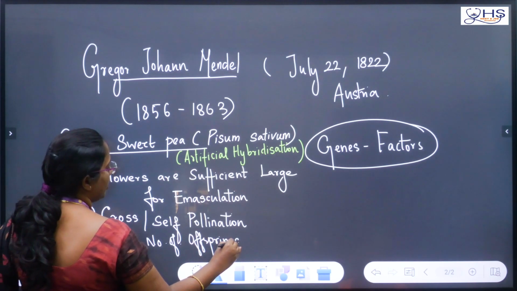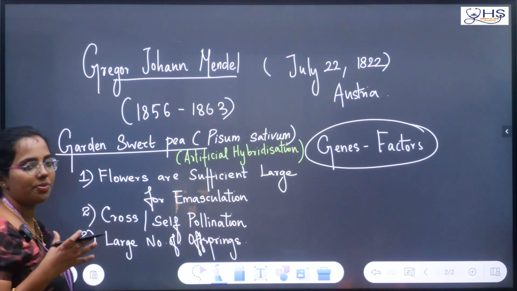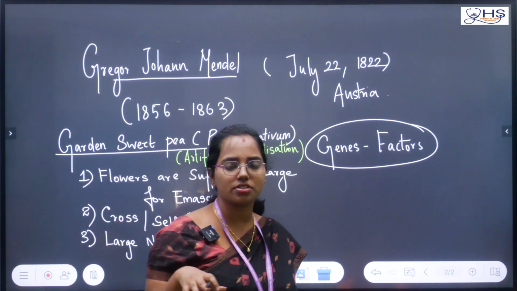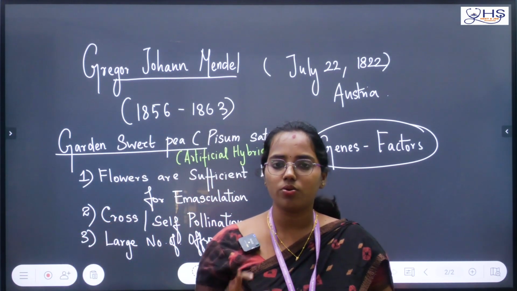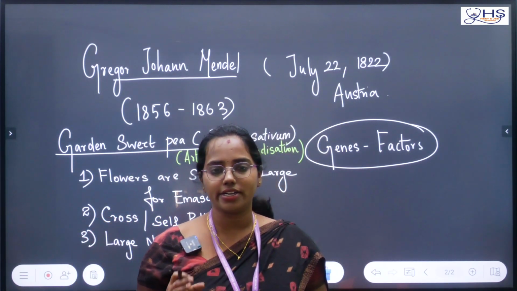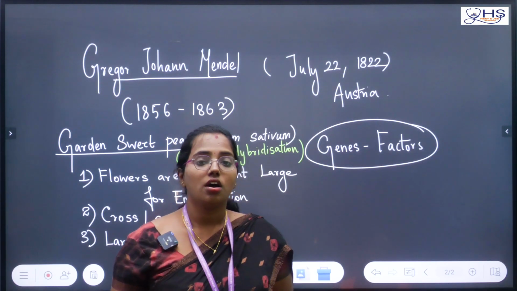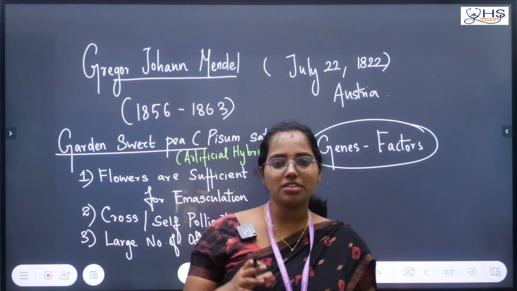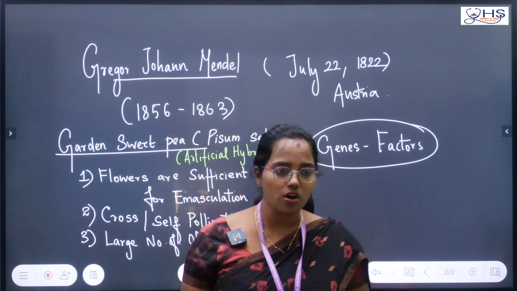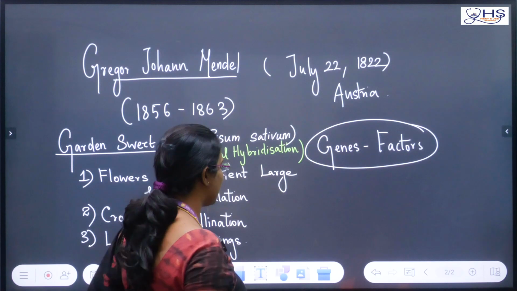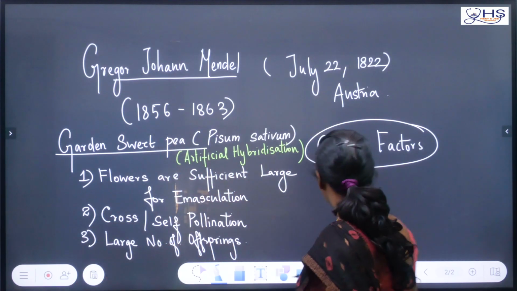So Mendel looked at the sweet pea plant in the garden. There are many variations in it. Among those variations, he selected 14 varieties. How many varieties he selected? 14 varieties. How many genes? 7 genes responsible for 14 varieties. Okay, 7 pair of contrasting characters he took.